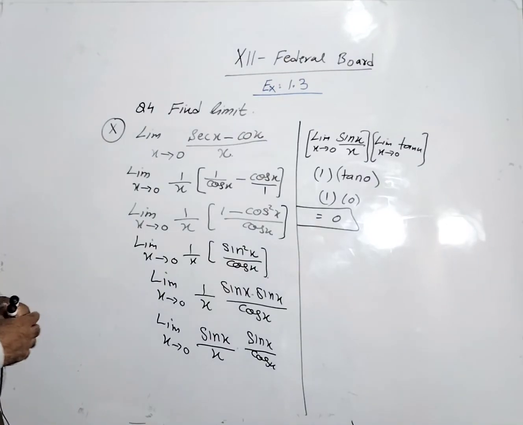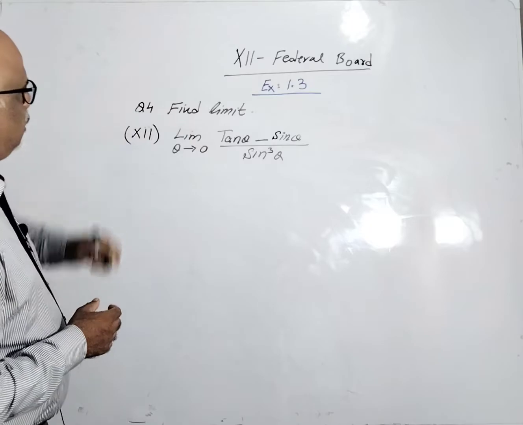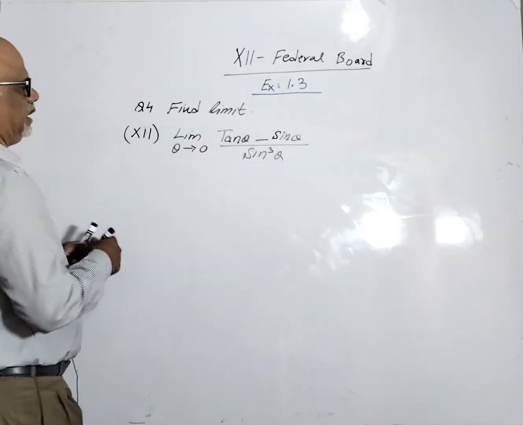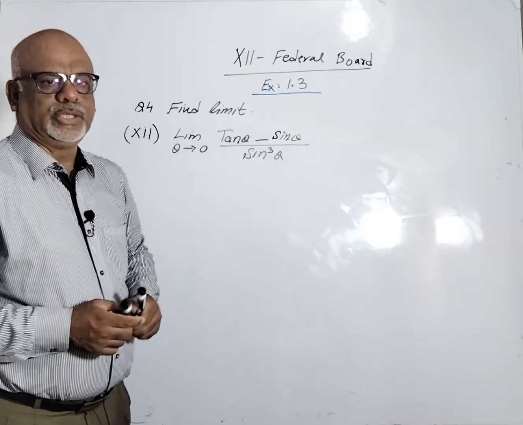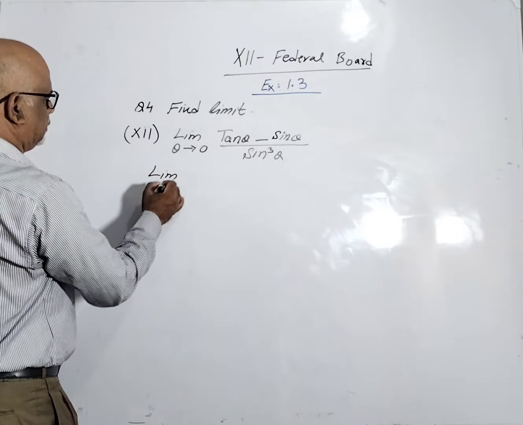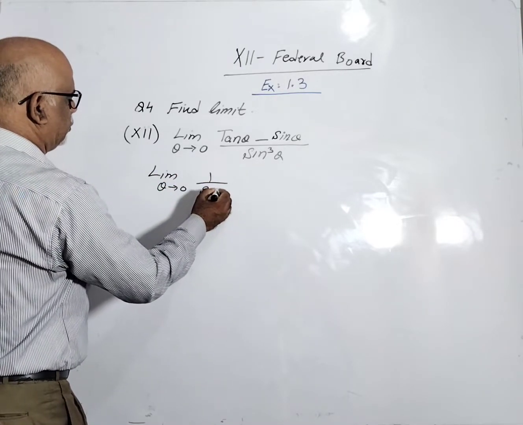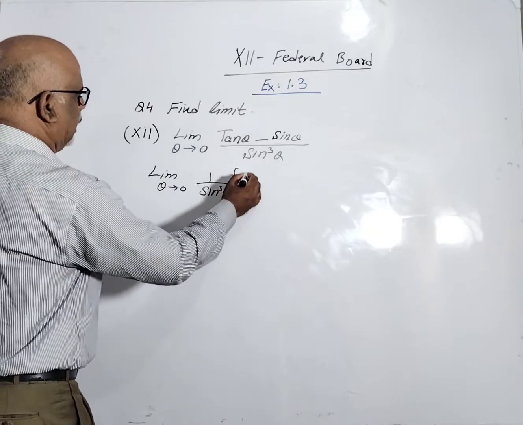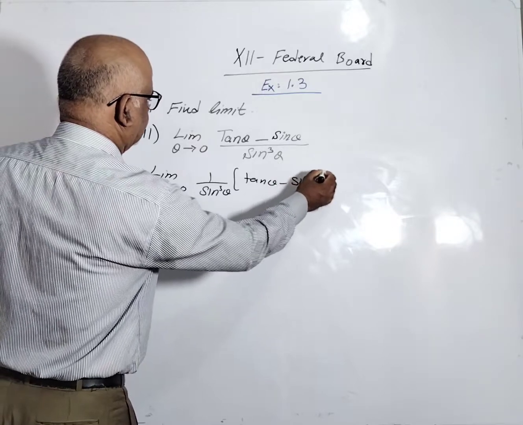Now come to the next part. Now come to the 12th part of the same exercise, same question. This is tangent theta minus sin theta over sin cube theta. So here sin cube theta, we have to separate like this: 1 over sin cube theta, and this is tangent theta minus sin theta.